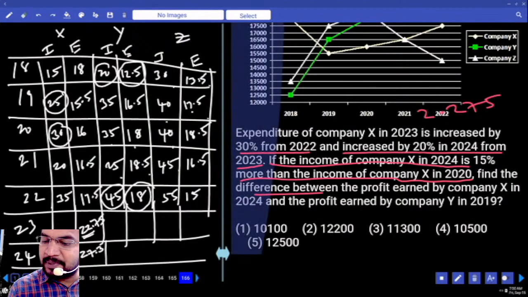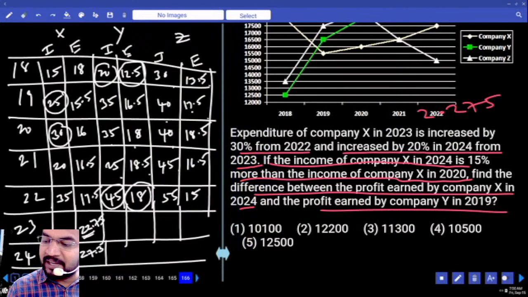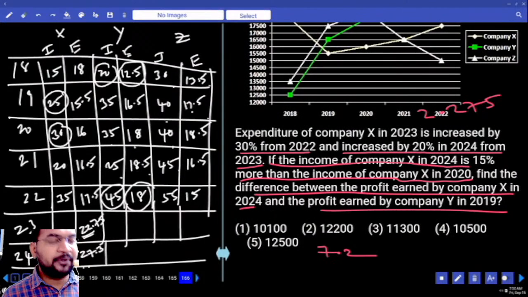And find the difference between the profit earned by company X in 2024 and profit earned by Y in 2019. So first of all, here profit is how much? 34.5 and 27.3. The difference is how much? 7.2. Are you clear?